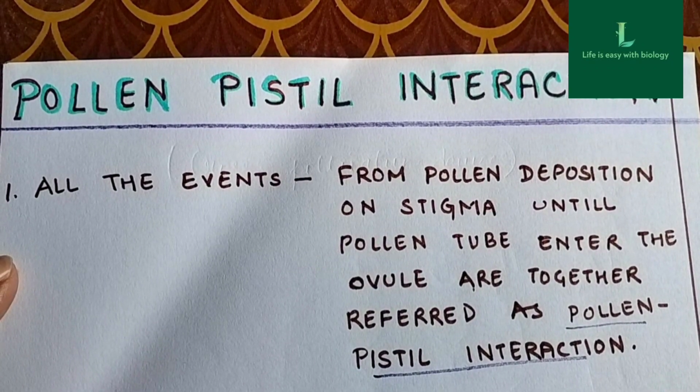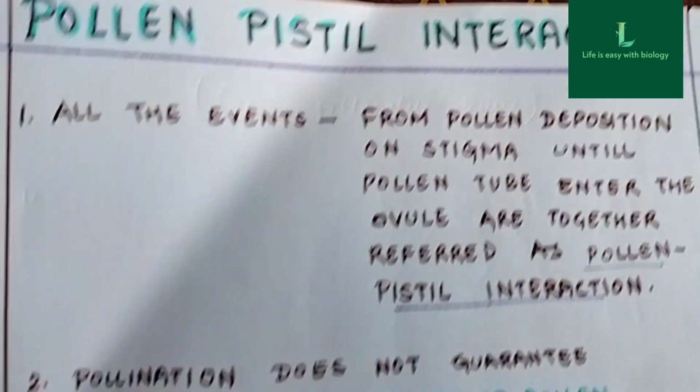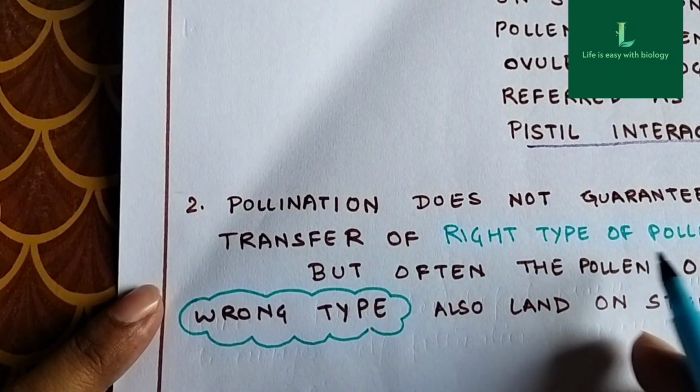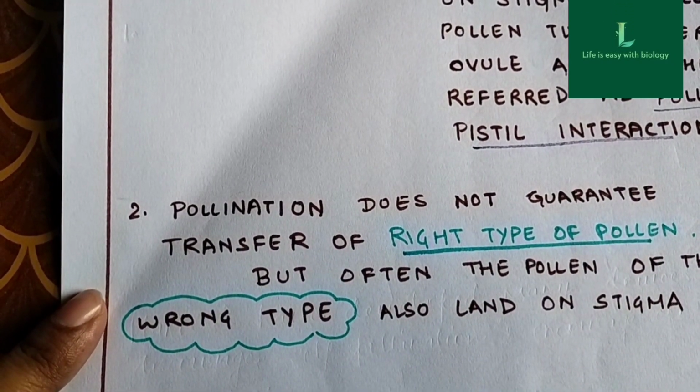Now in pollination, when the transfer of pollen grains from the anther to the receptive stigma takes place, it does not guarantee the transfer of the right type of pollen. What is the right type of pollen, student? Right type of pollen means the compatible pollen. Pollination does not guarantee transfer of the right type of pollen. Right type of pollen is the compatible pollen.